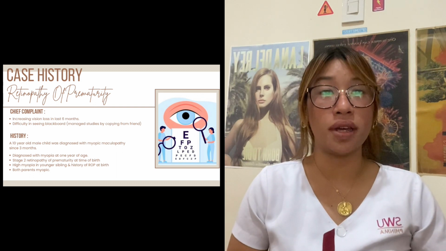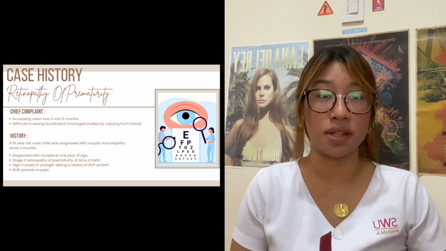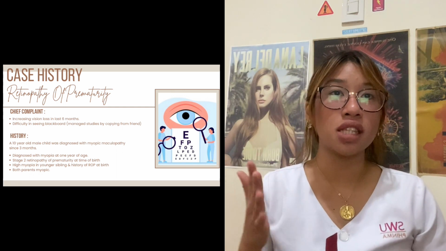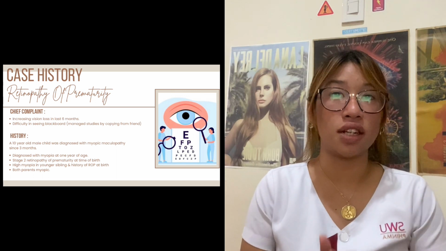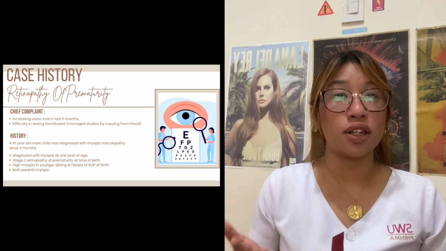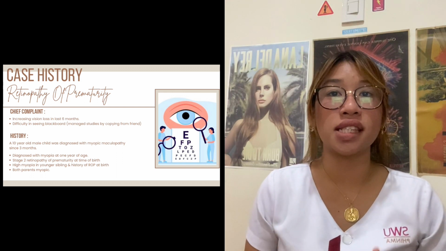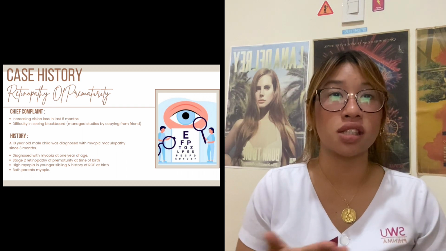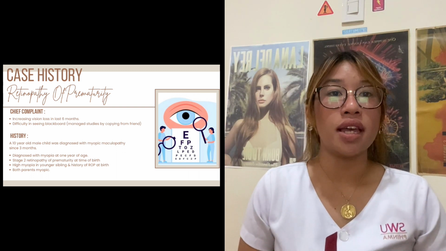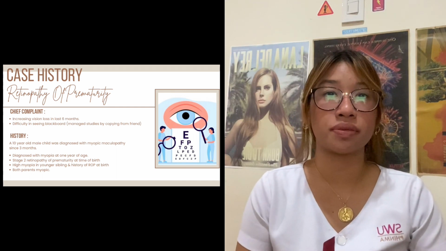A 10-year-old male child was diagnosed with myopic maculopathy at the age of 3 months old. The chief complaint of the patient is increasing loss of vision in the last 6 months and difficulty in seeing the blackboard. He was diagnosed with myopia since the age of 1. They also revealed that there is high myopia in his younger sibling and ROP was present at birth. Both of his parents were also diagnosed with myopia.